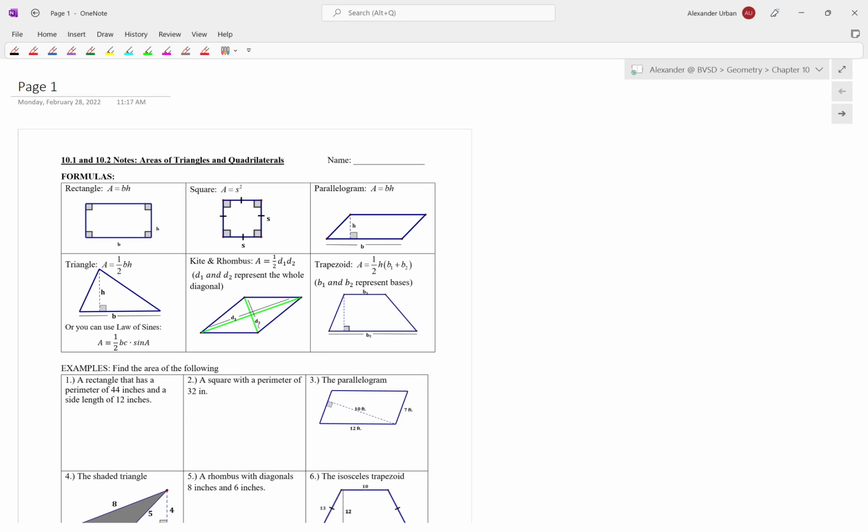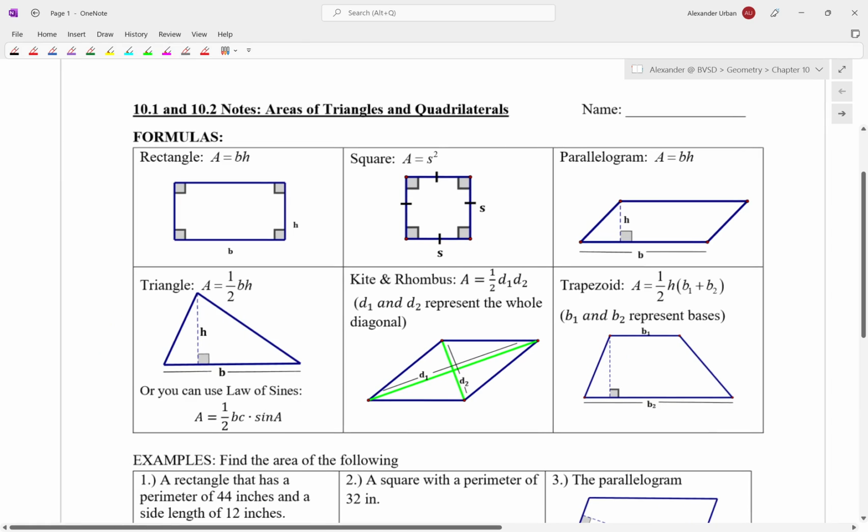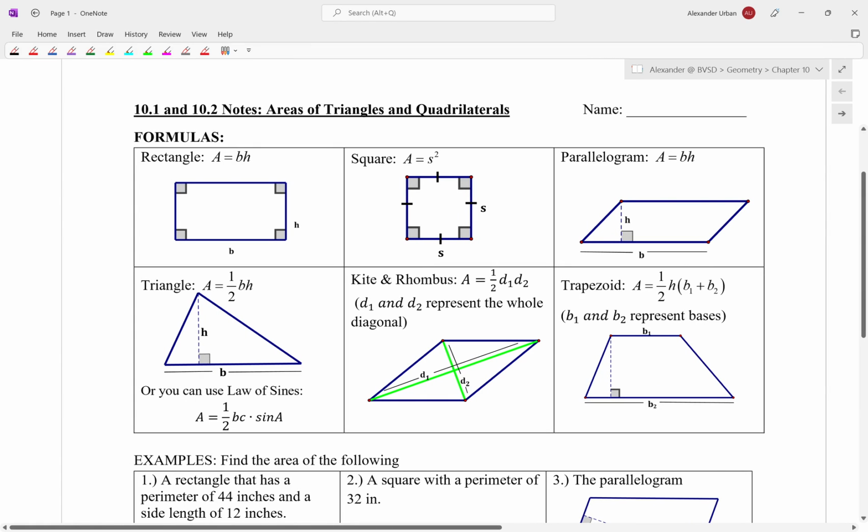Hello all. We are working on 10.1 and 10.2, but we're going to start off by just visualizing what we're doing here today. We are going to be working on areas of triangles and quadrilaterals. All of these formulas are given to you at the top of this page. We have rectangle, square, parallelograms, triangles, kites, rhombuses, and trapezoids. The only ones that should be kind of new for you guys are going to be the kites and rhombuses.